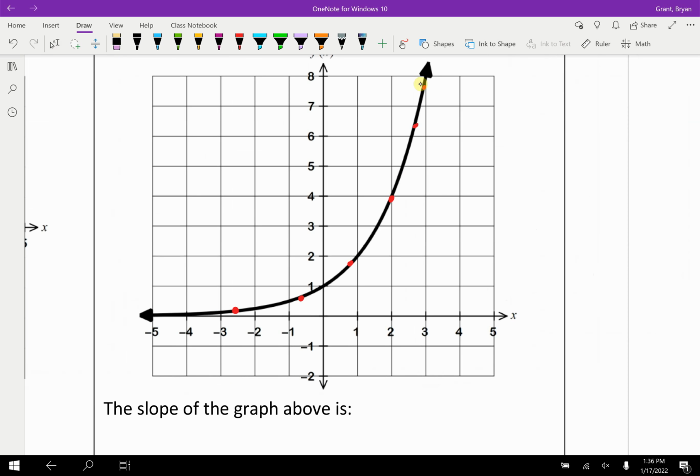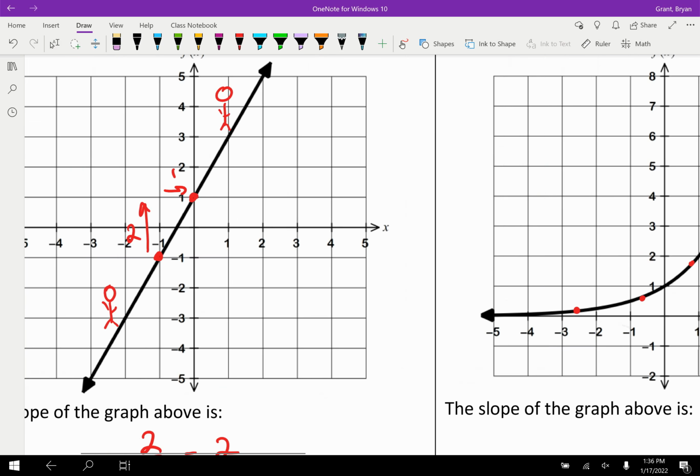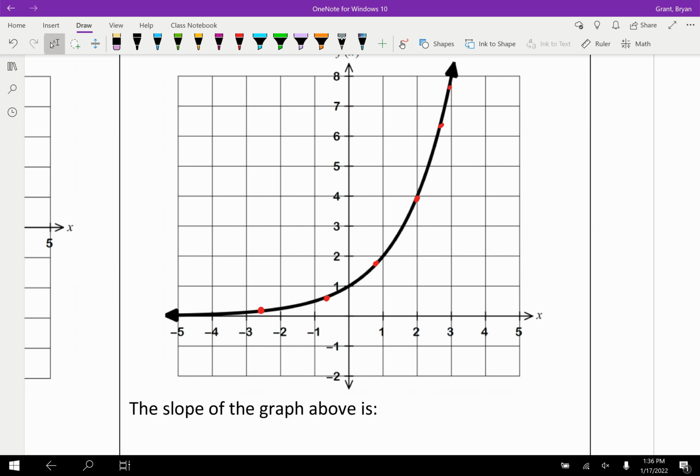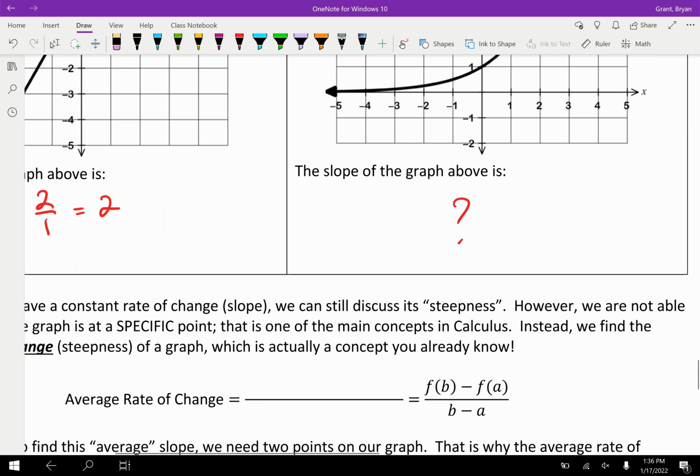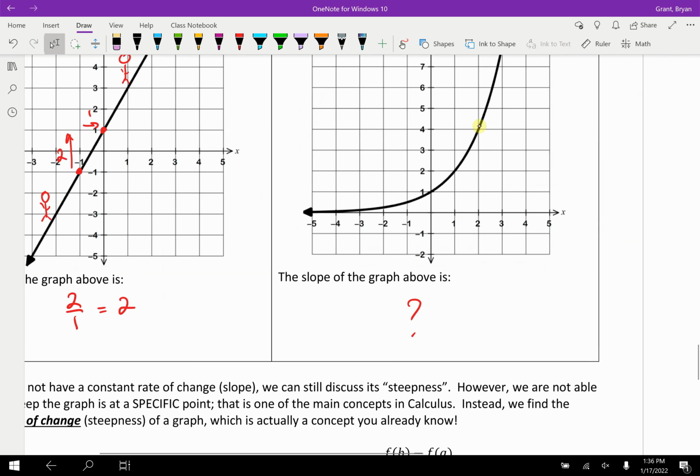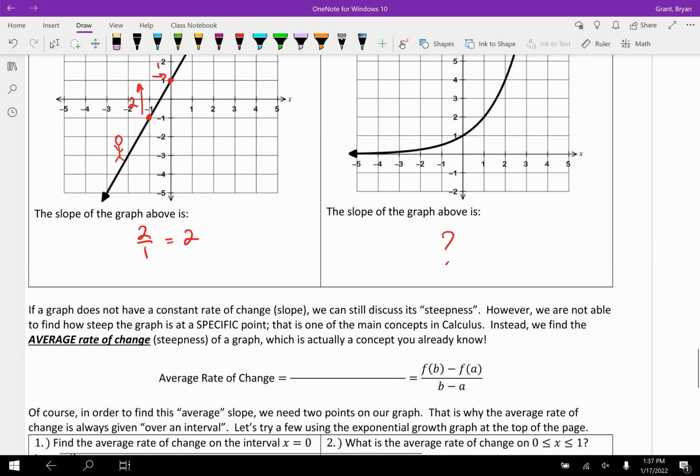And so it turns out that our linear functions, anything that makes a line, will have a constant slope. Anywhere you're on the line, it is the exact same steepness. But pretty much every other graph we study for most of the rest of your mathematical careers has different slopes depending on where you are on the graph. And so what we're not going to be able to do this year, and I'm going to put a little question mark here, is figure out how steep the graph is at a specific point. That's actually one of our main calculus concepts.